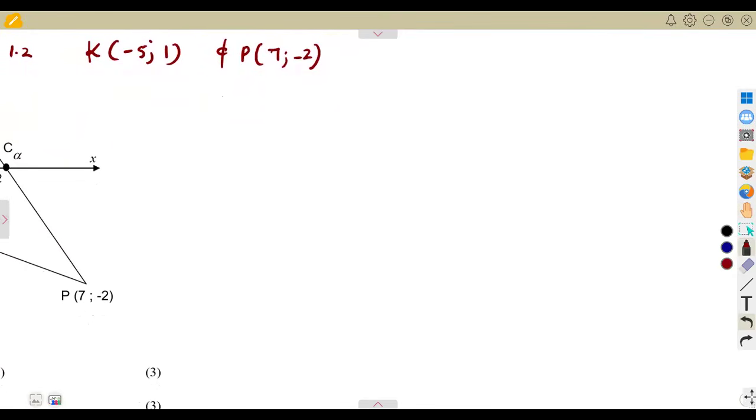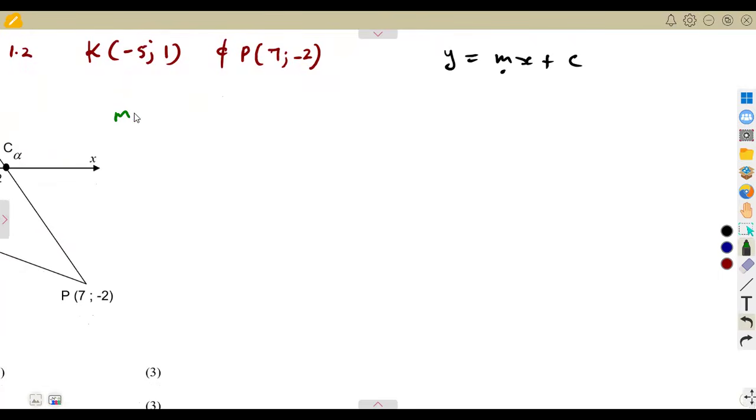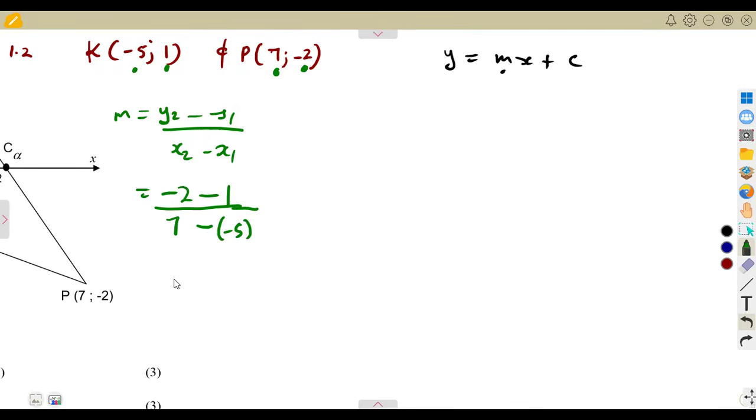Because we understand that if we are to write this equation in the form y = mx + c, m is the gradient of the line that you can calculate from these 2 points. So m being the gradient, remember the change in y over the change in x concept. That's how we're going to have y2 minus y1, the y value of the second point, minus the y value of the first point, which is 1, over x2, the x value of the second point, minus the x value of the first point, which is a minus 5.